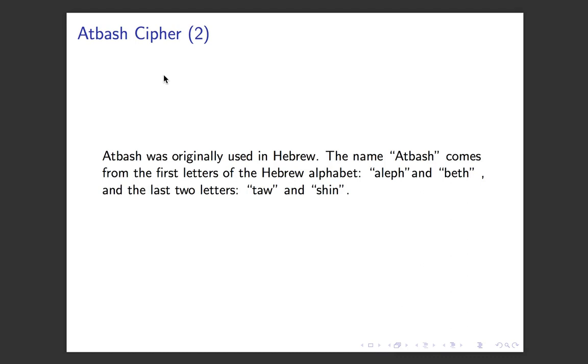So the name Atbash originally comes from Hebrew. The name Atbash comes from the first letters of the Hebrew alphabet, which are Aleph and Beth, and the last two letters, Taw and Shin. And so if you think about putting Aleph as A and Taw as T, Beth as B, and Shin as Sh, that gives you the name Atbash.